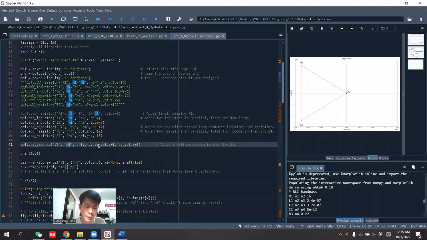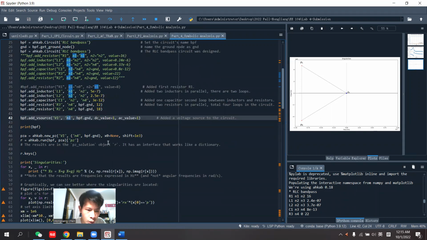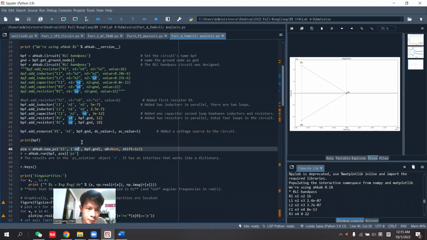I connect the voltage source to the N1 node and to the ground, with the AC value equal to 1 and the DC value equal to 1. Then I check the output of the circuit by connecting to the N4 node and to the ground.